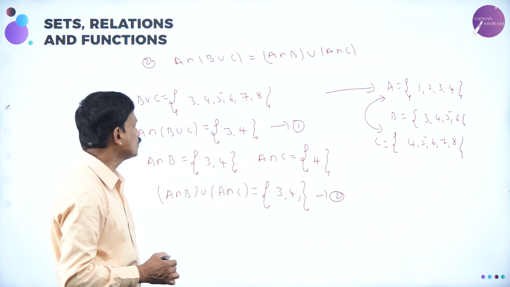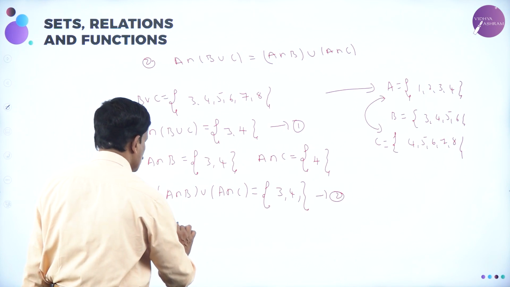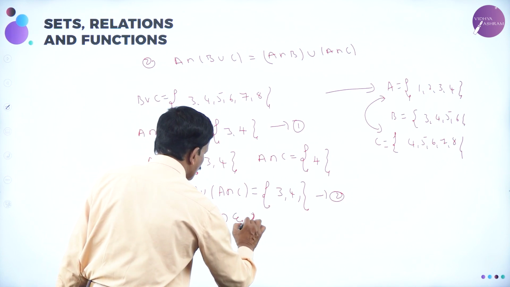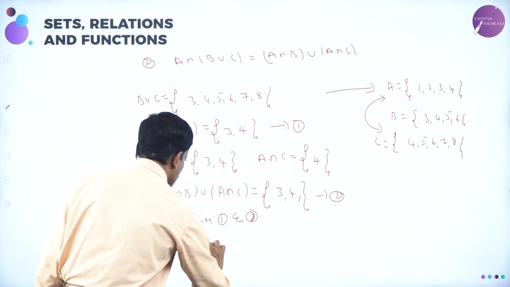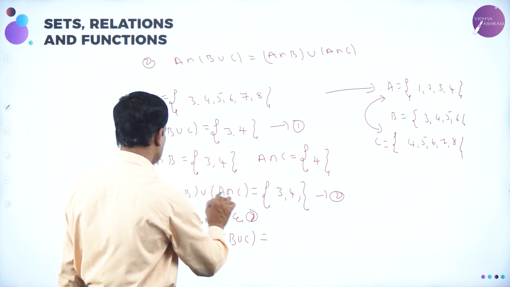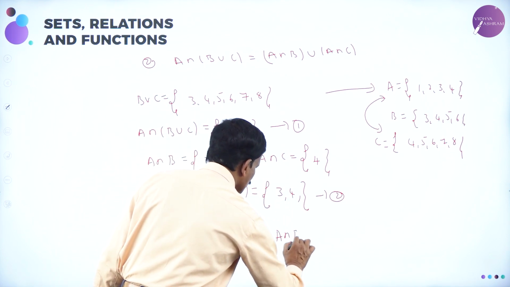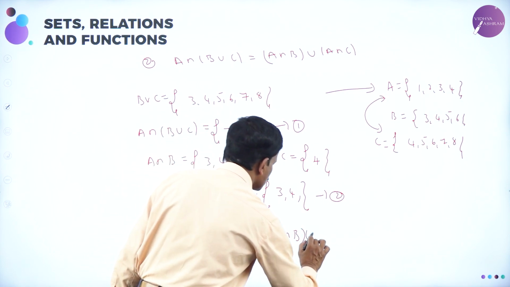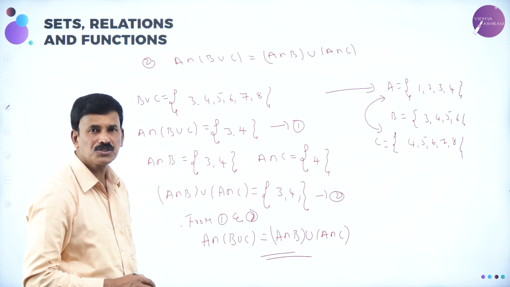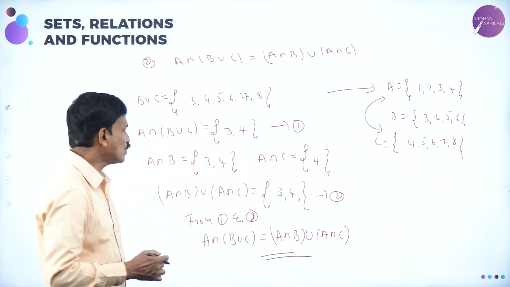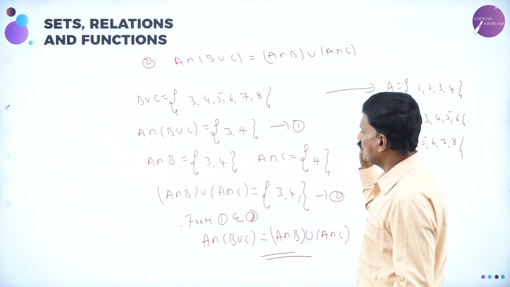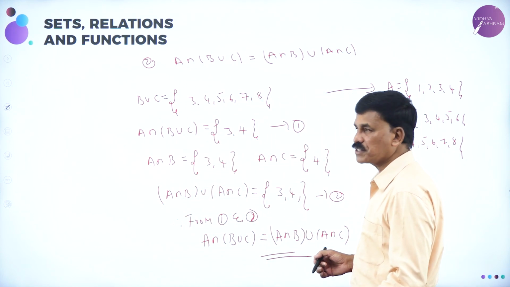What do you say from 1 and 2? From 1 and 2, LHS is equal to RHS. Therefore, A intersection (B union C) is also equal to (A intersection B) union (A intersection C). That's it. This is the second distributive law. Very, very important problem. You may expect this type of question in the examination. Just verify, that's it. You will get 3 marks for each property.